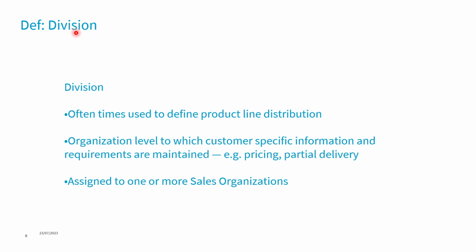Moving on to the division, as I said, you can define a division like different production lines, so that you can have different sales related processes mapped to that line. It is often used to define a product line at the distribution org level, to which customer specific information and requirements are maintained for the given division. Again, an important statement: a division can be assigned to one or more sales organizations.